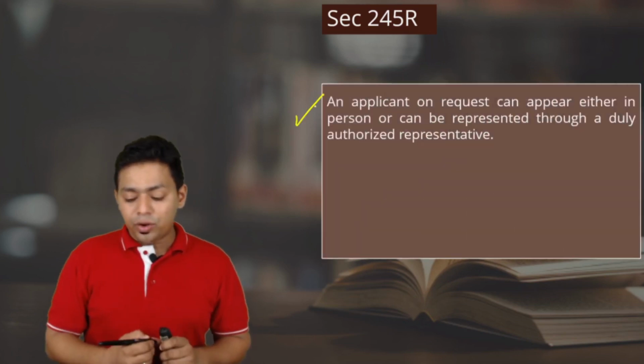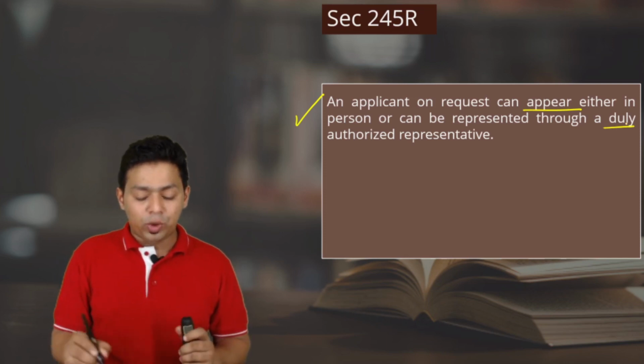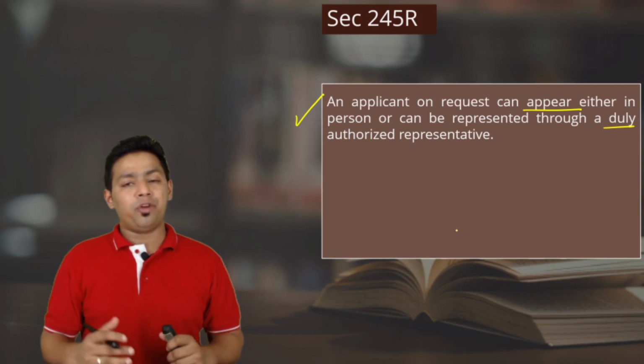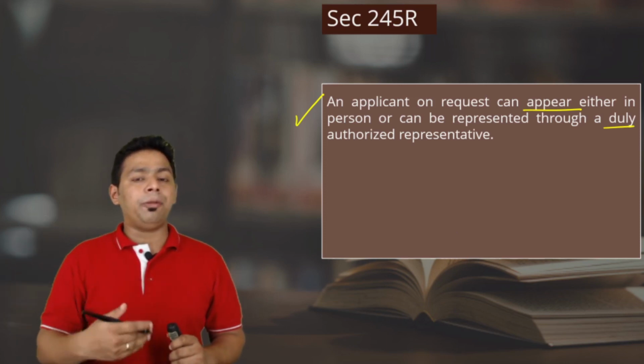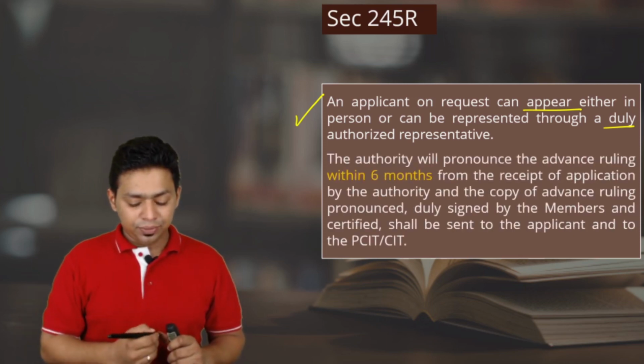An applicant, on request, can appear either in person or be represented through a duly authorized representative. The applicant can go, but obviously if the company is foreign, they will not come and represent. They will appoint some Indian tax professionals to go and represent the case.